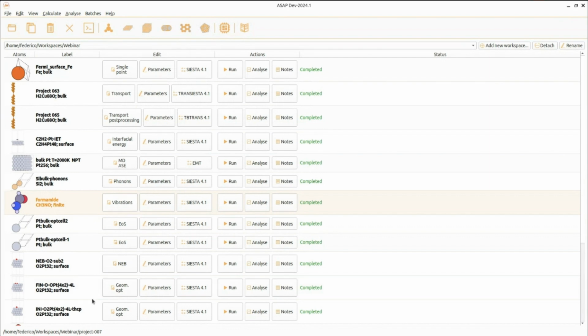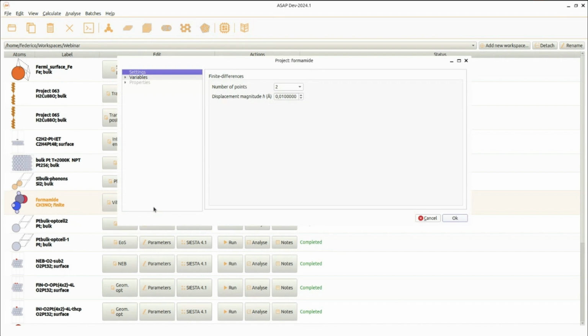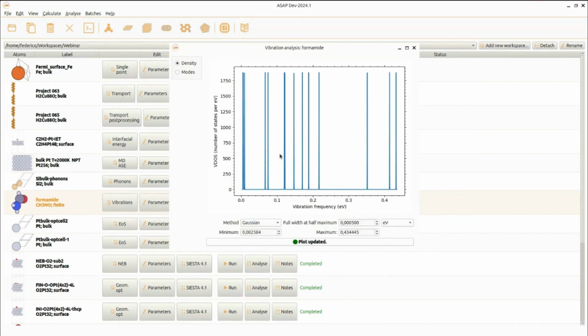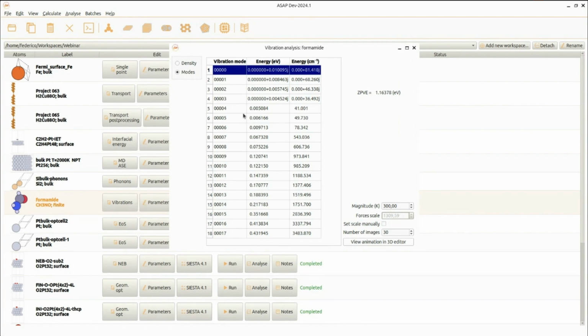We don't have a project on variation on the transition state of the NEB, but we still have one for this molecule, formamide. Here as well, the settings are very minimal. And in the analysis, we can see the vibrational density of states with the vibration energy corresponding to any of the possible vibrations of the molecule. And we can also inspect each mode.